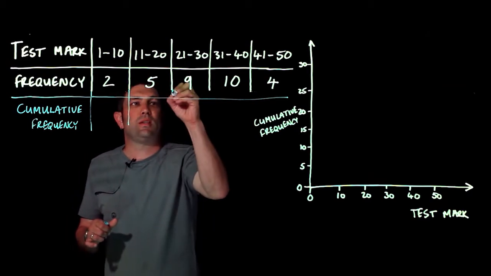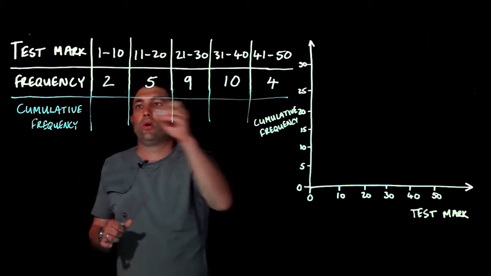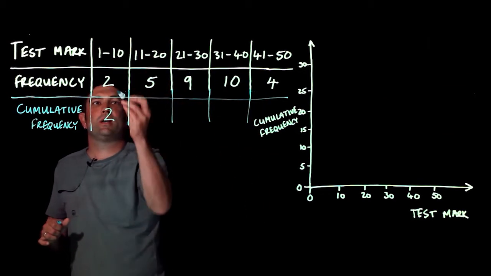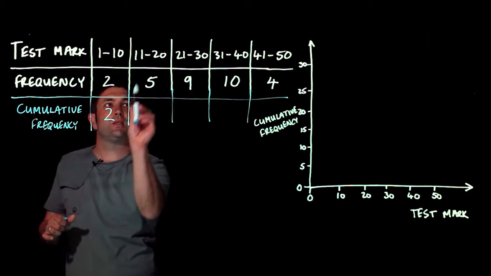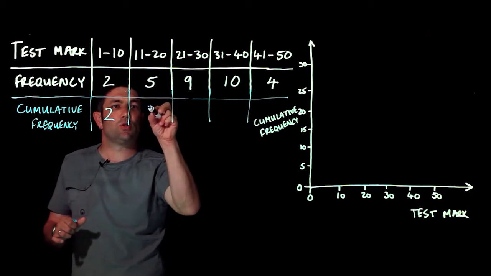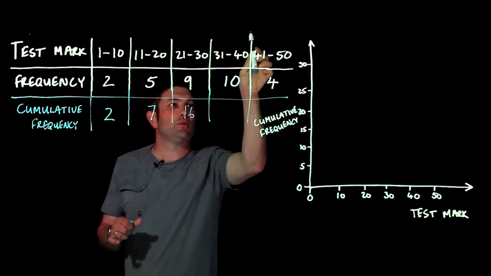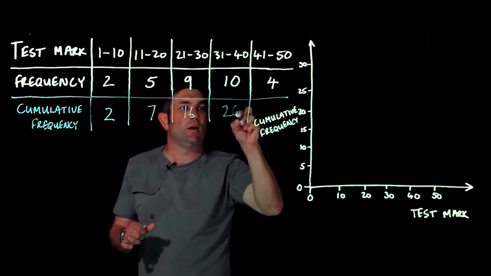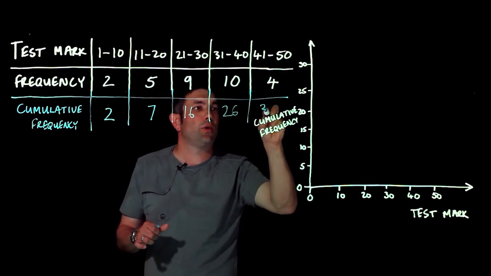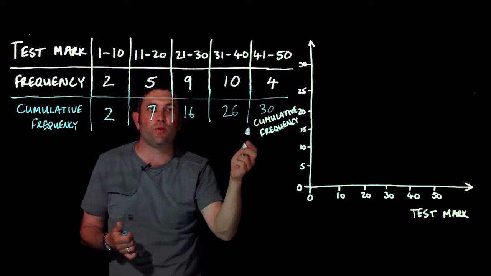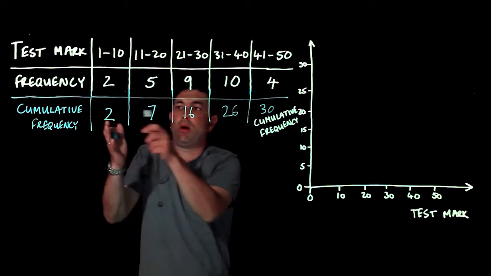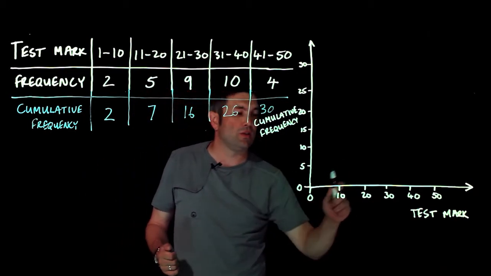So up to this point, I've got 2 bits of data. Up to there, I've got 7. Up to there, I've got 16. Up to there, 26. And up to there, I've got 30. And I knew they added up to 30 from before. Now, I'm going to be plotting these values onto this graph.